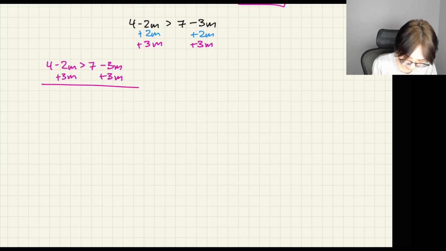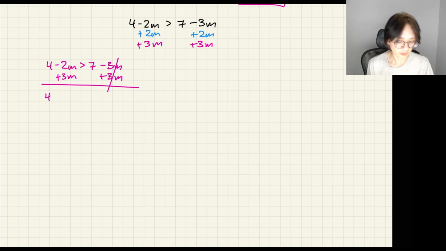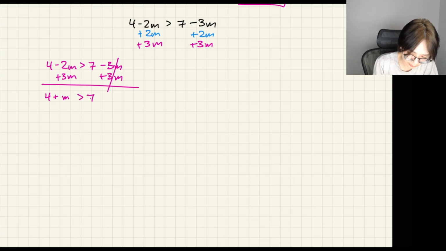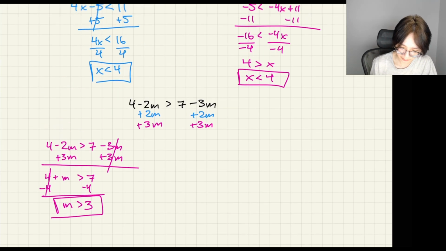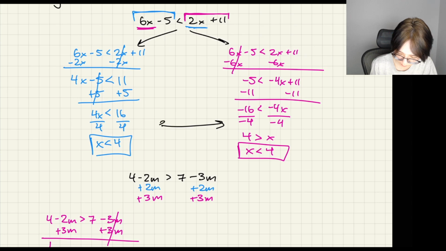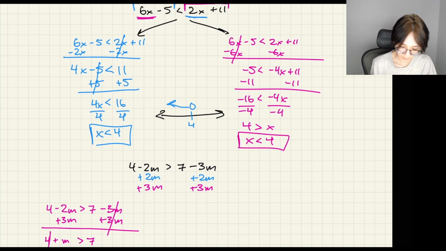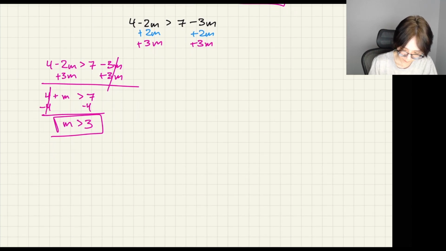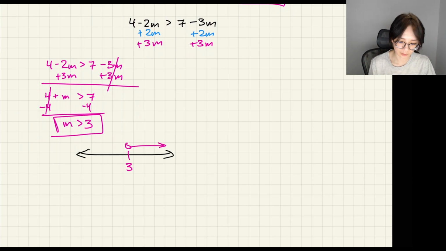Adding 3m to both sides, so that cancels out. 4, negative 2 plus 3 is 1, positive 1, and 1m is just m. So m is greater than 7, and then you continue to solve like normal. Oh, I didn't even graph this one. I'll graph this one real quick. So over here it ended up being m greater than 3, everything greater than 3. Open circle because it can't be equal to.